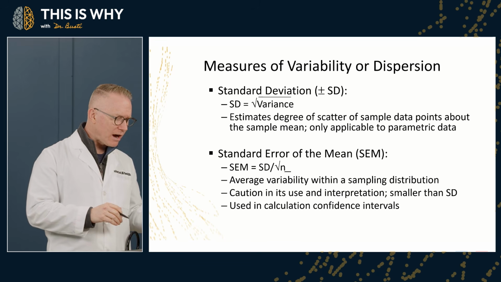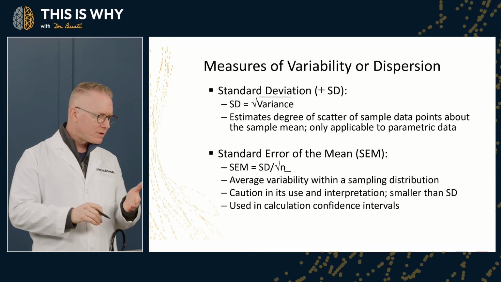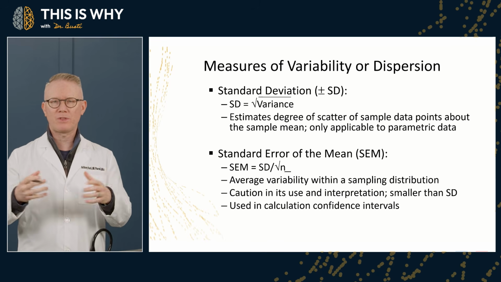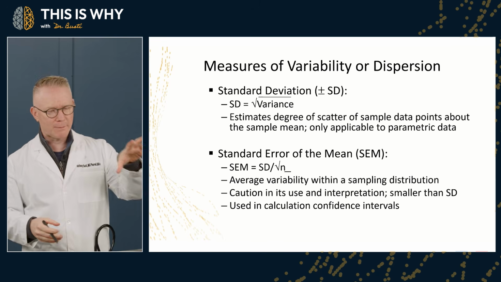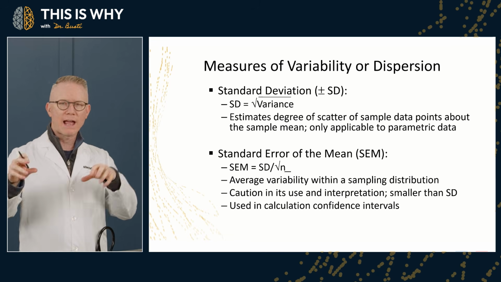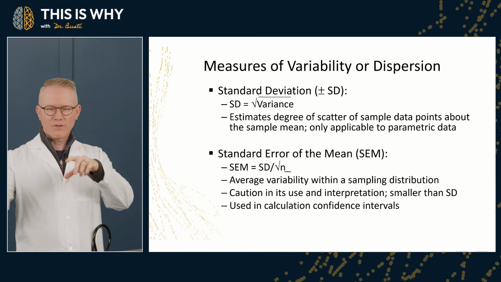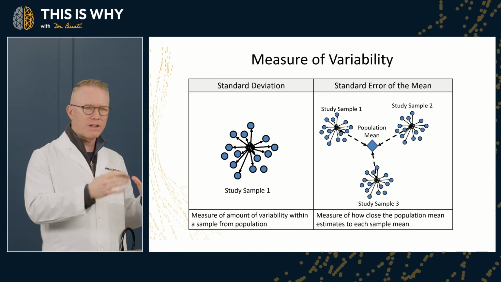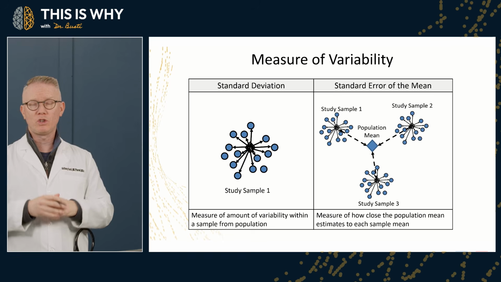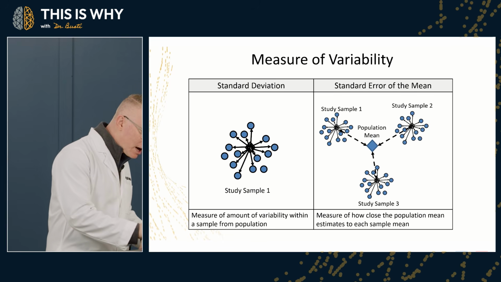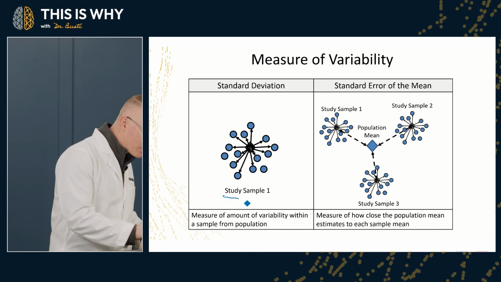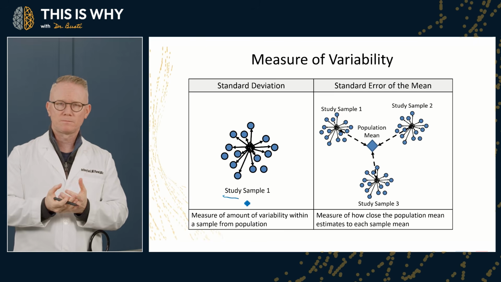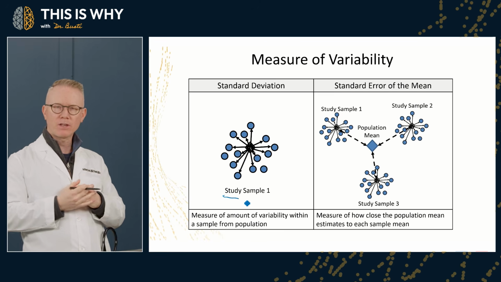Whereas the standard error of the mean, this is the average variability within a sampling distribution. So remember, if you take multiple samples and you now say, well, what is the variability between the means of these samples and their standard deviations? And that visual is right here. Okay, so when you talk about a standard deviation, you're talking about characterizing the data around its mean in one sample, one group from the population.